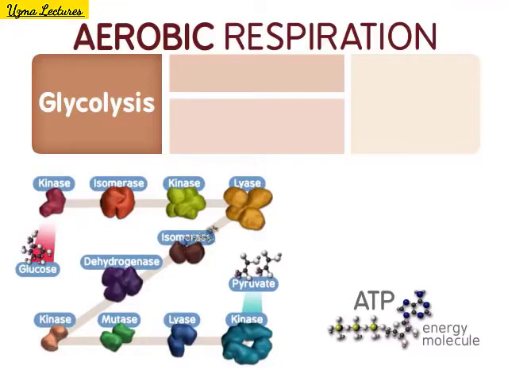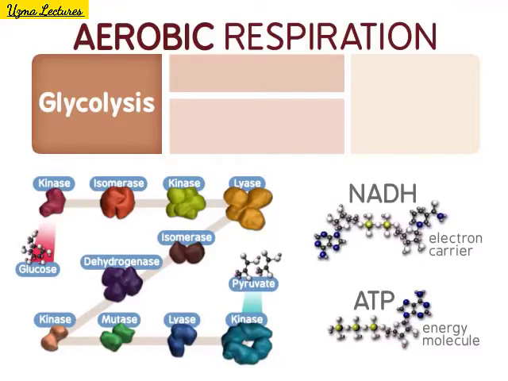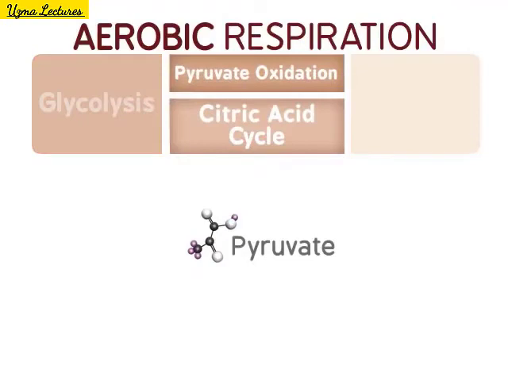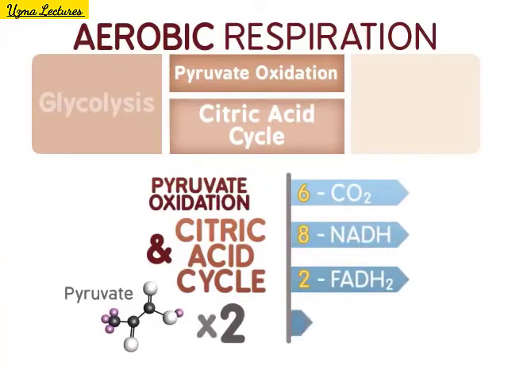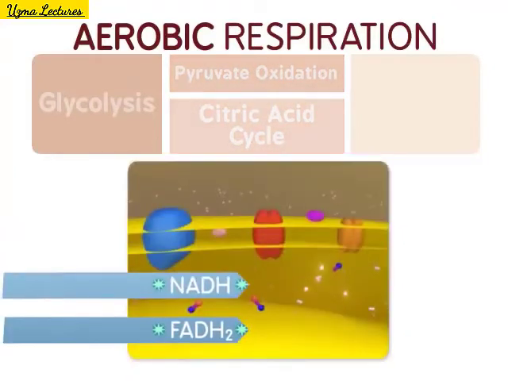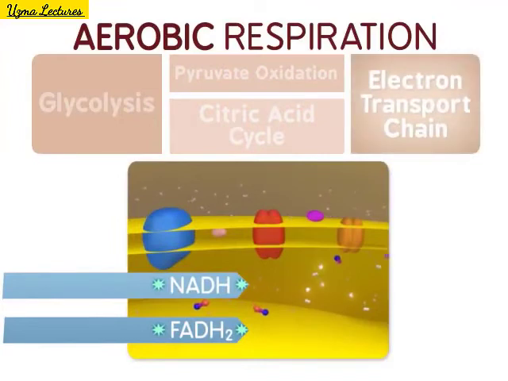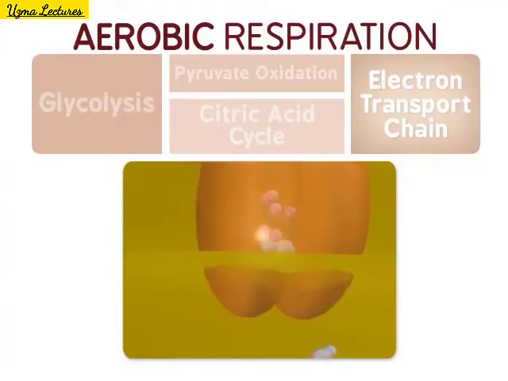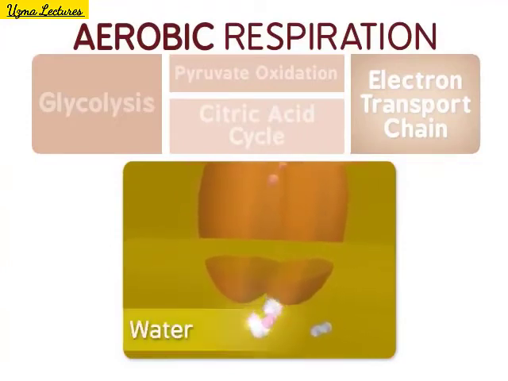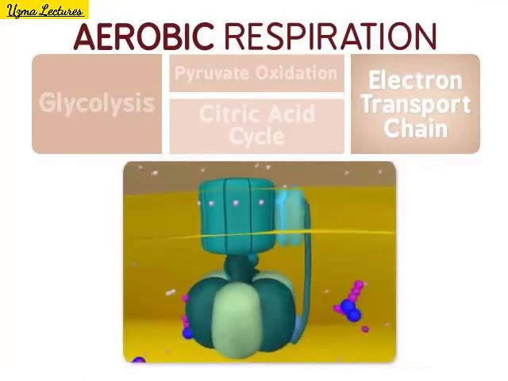Pyruvate is then modified during pyruvate oxidation and the citric acid cycle to generate carbon dioxide. During these steps, more electron carriers and ATP are produced. The electrons from these carriers are passed through a series of complexes known as the electron transport chain. During the final step of electron transport, oxygen accepts the electrons and protons to make water. A proton gradient is generated during the electron transfer and water production. This gradient drives the production of additional ATP.